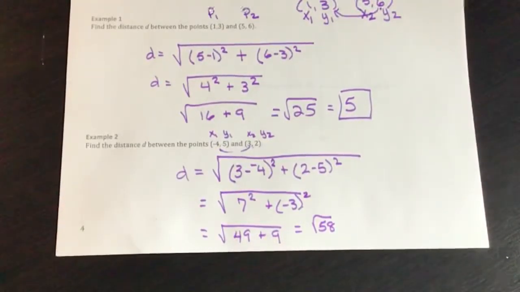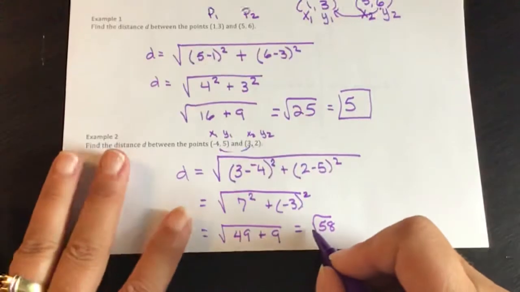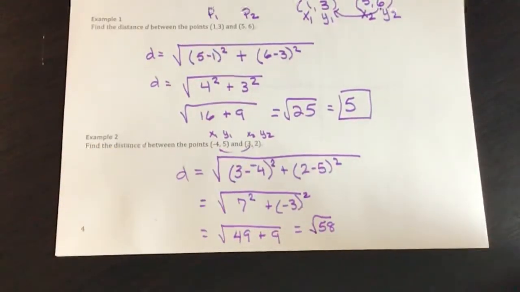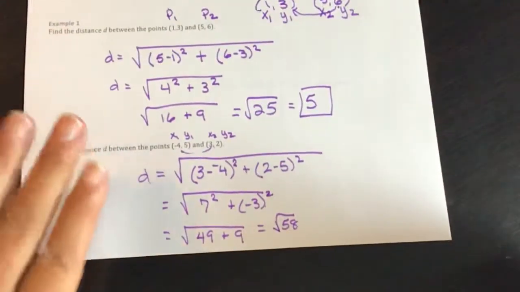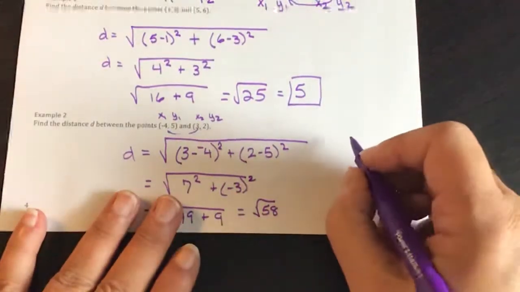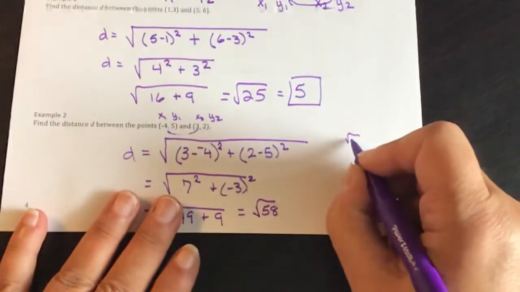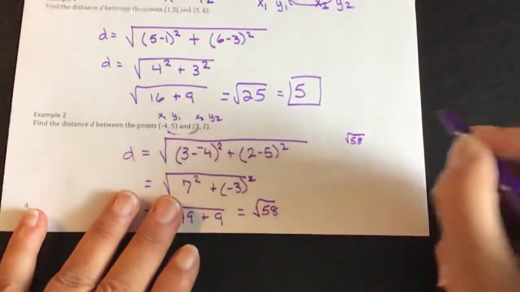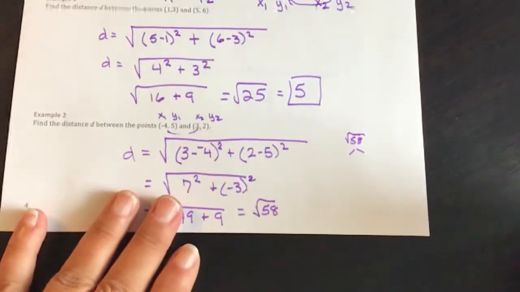Now we should try to simplify our square roots if we can. And by that, I don't mean to change this to a decimal. I mean, let's see if there are any perfect square factors. So if I take the number over here, square root of 58, and I just do a little factor tree.